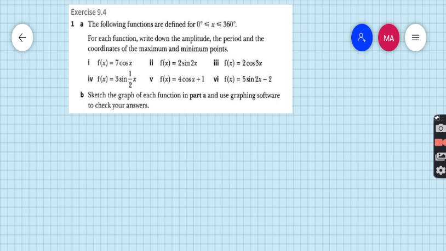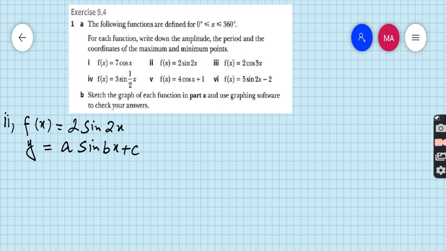Now, part number 2 is f(x) = 2 sin 2x. Again, first we have to write the general equation: y = a sin(bx + c). The first requirement is to write down the amplitude. So if you compare, you will get the amplitude a is 2. This is the answer of the first part, part A, amplitude.